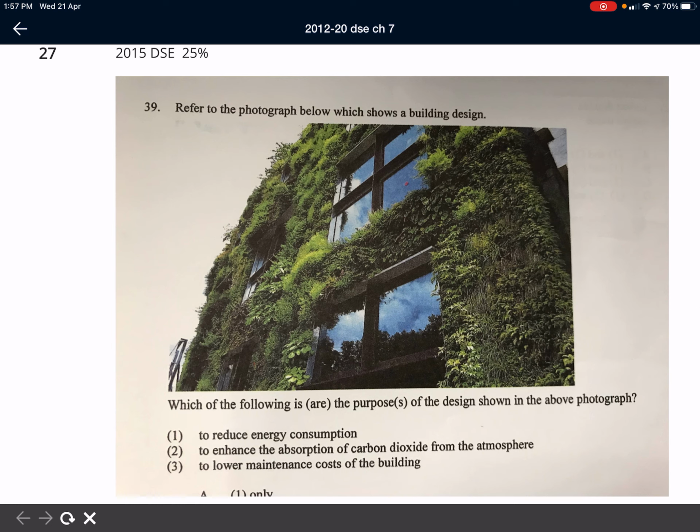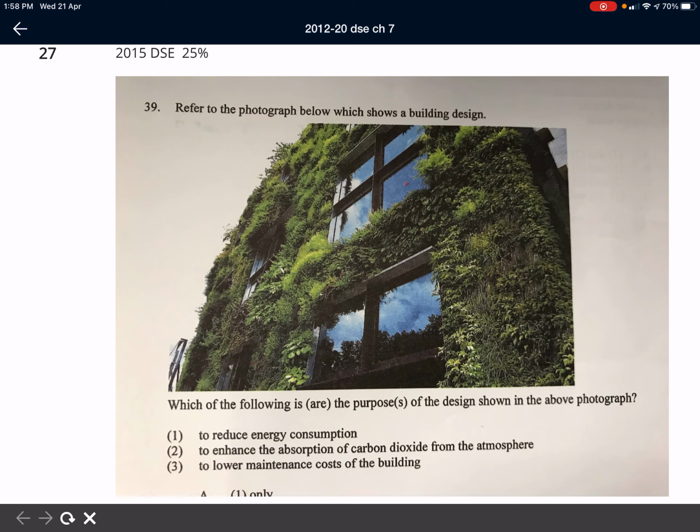Number 27, which of the following is the purpose of the design shown in the above photograph, which is talking about vertical greening? Number 1, reduce the energy consumption. True, because we can reduce the aircon inside the houses and it can reduce the electricity consumption. Enhance the absorption of carbon dioxide from the atmosphere. Is it the case? Number 2 is also correct, because with vertical greening, the carbon sink will increase and the carbon dioxide absorption will be stronger.